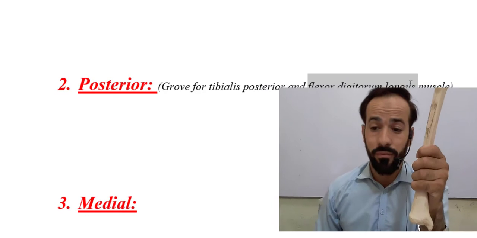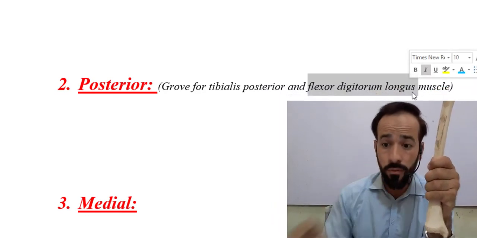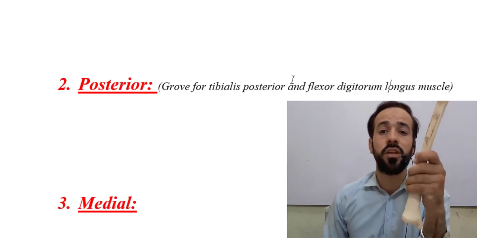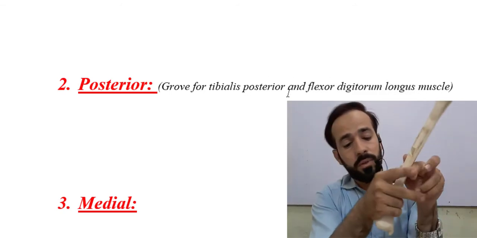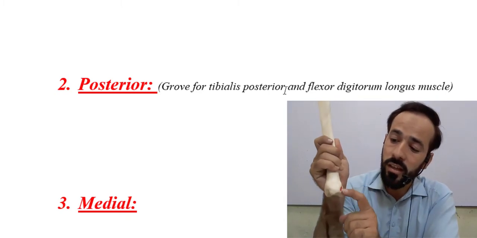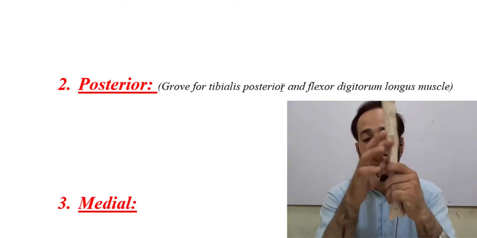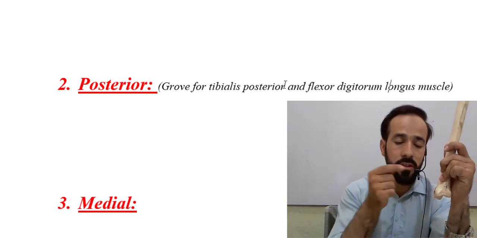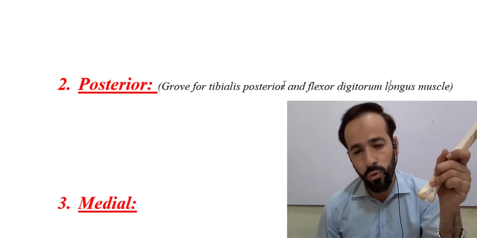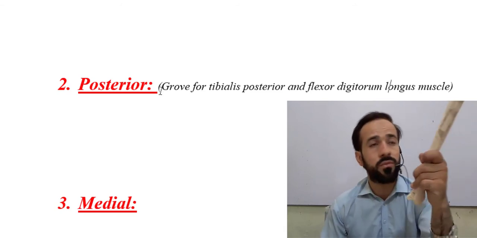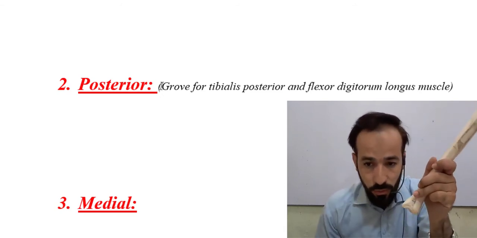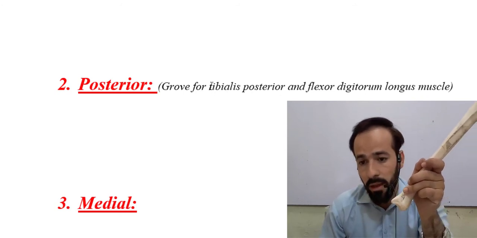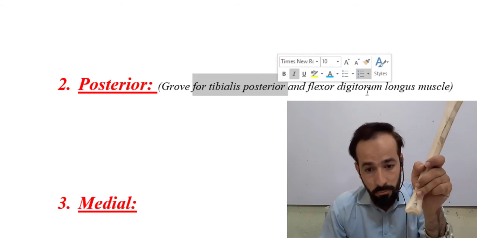The tendons of the flexor digitorum longus muscle and the tibialis posterior muscle will be inserted here. So we say that here is a groove in the posterior surface of the tibia bone. There is a depressed part which is called the groove of the posterior surface of the lower end of the tibia, and this is for the tendons of the tibialis posterior and the flexor digitorum longus muscle, right?